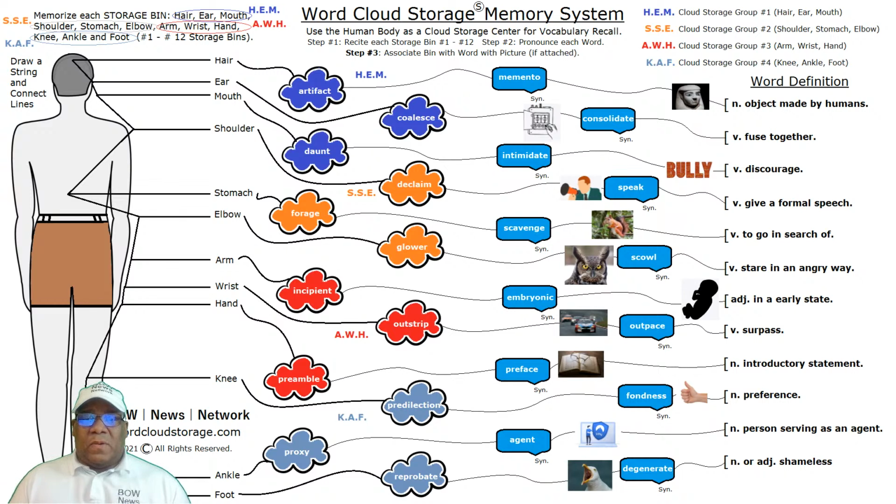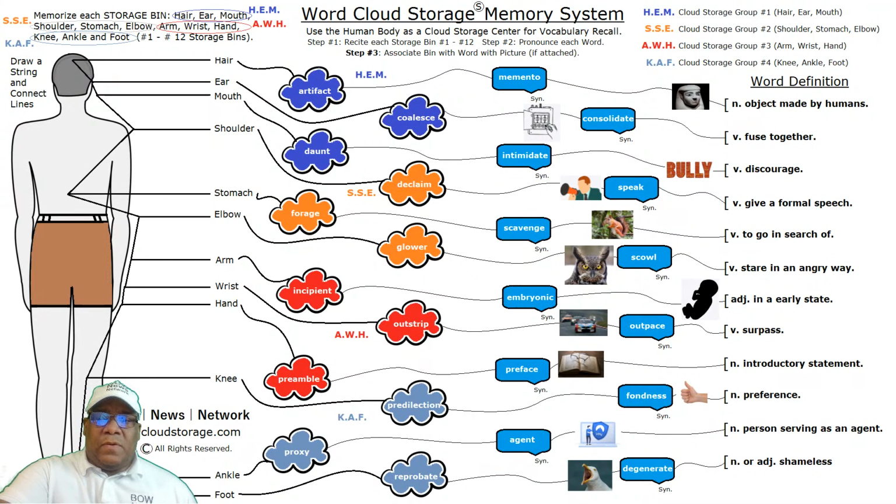So let's just quickly do a left hand. We like to cover our left hand. Look just at the synonym alone. Memento has to do with artifact; coalescence, fuse box, fuse together; intimidate, and that was daunt. Speak was declaim, and scavenge was forage, and scowl was glower.